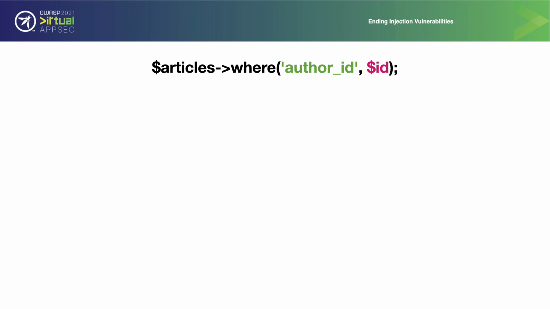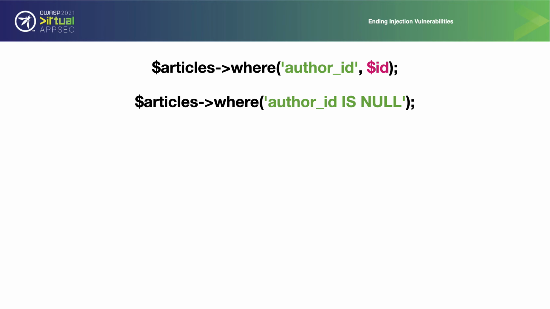In this case, we're going to be looking at a very simple query, which was looking at the articles table, and we're just simply saying we want to return the articles where the author is variable ID. Another approach, same API, is you'd be saying, okay, where the author ID is null. And you notice there's no user input on this one.